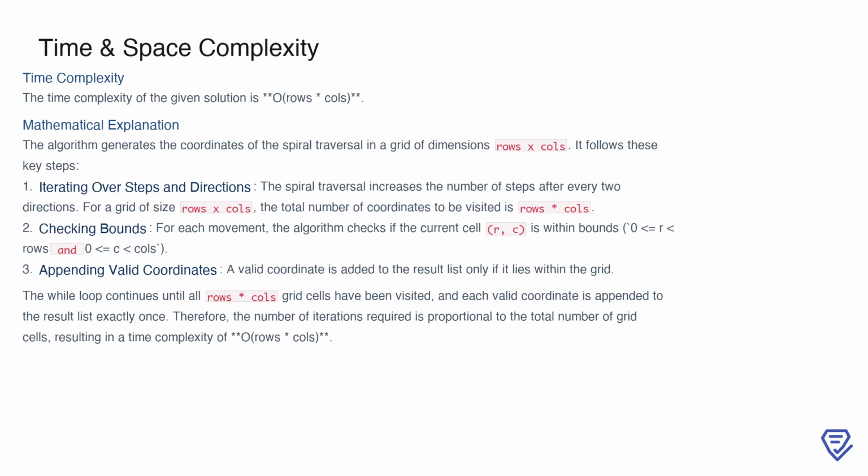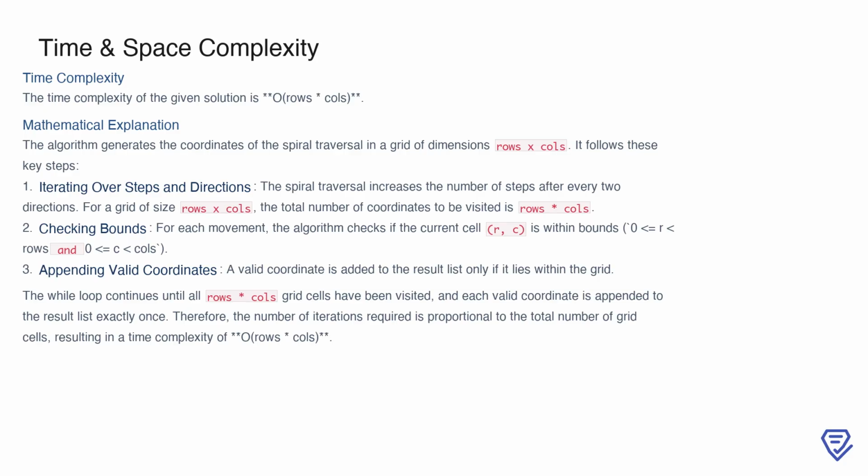The algorithm generates the coordinates for a spiral traversal within a grid of dimensions rows x cols. First, it iterates over the steps and directions, incrementing the step count after every 2 directions. Since we need to visit all the cells in the grid, the total number of valid coordinates to be processed is exactly rows * cols. For each movement, the algorithm checks if the current cell lies within the grid's boundaries, ensuring that only valid coordinates are appended to the result list.